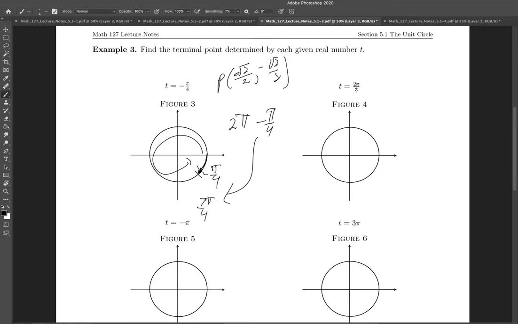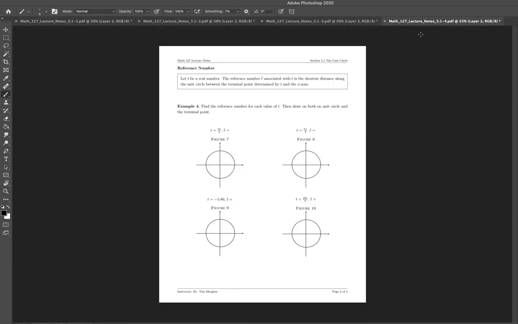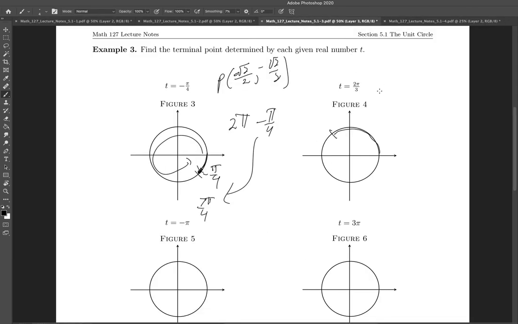So if I have 2 pi over 3, this is positive, so it's just going to come here. That's the terminal point. We look here. Oh, look, we have 2 pi over 3. There's our answer. Let's just copy that over here. And so our point here would be minus a half, comma, square root 3 over 2.